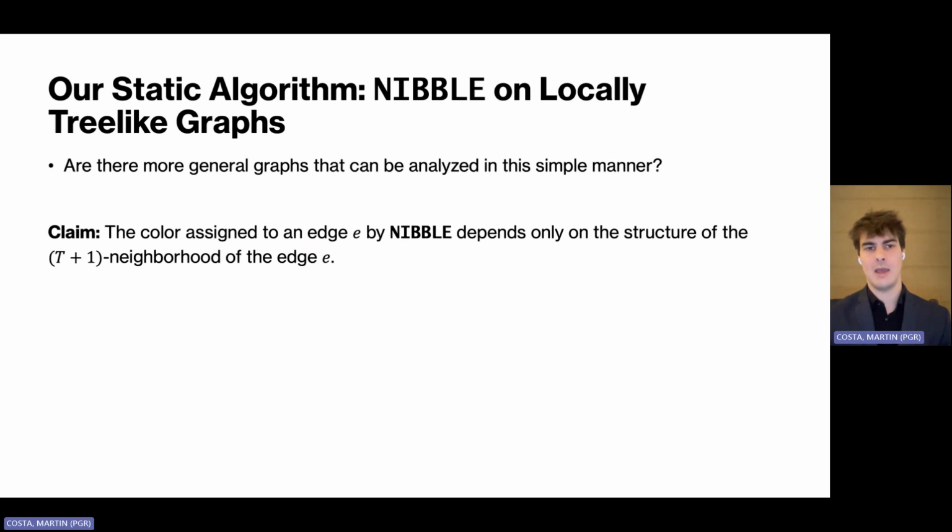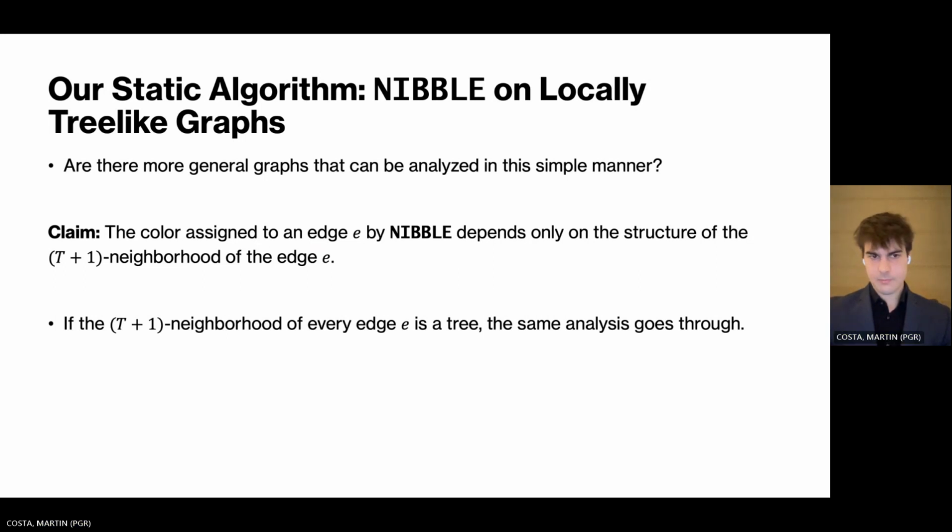Well, it turns out that we have something a little bit stronger here, which is basically that if you have some edge within the graph, the only thing that matters from the perspective of this edge is just the t+1 neighborhood of the edge E. So in particular, the color that's assigned to this edge by the algorithm will only depend on the t+1 neighborhood of the edge. And you can prove this claim pretty easily inductively. In particular, the color assigned to an edge E by the algorithm only depends on the I+1 neighborhood of the edge, where I is the round during which it's colored. And then by induction, you can just deduce this more general result.